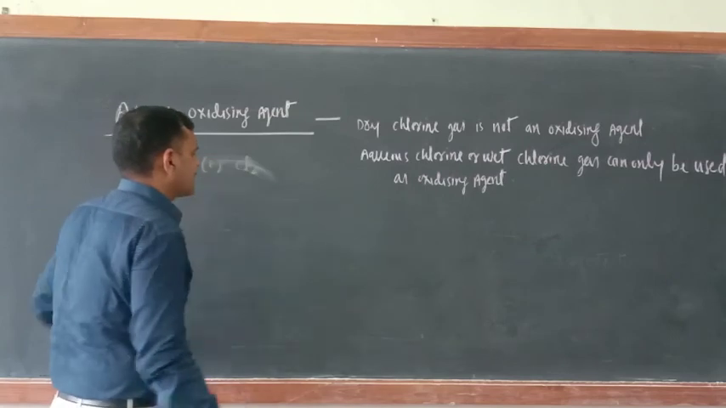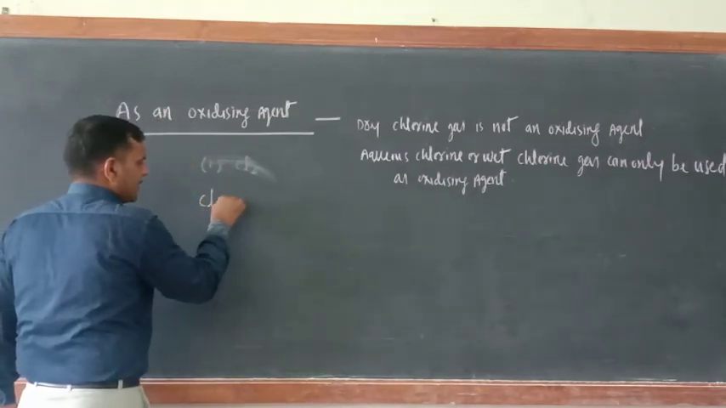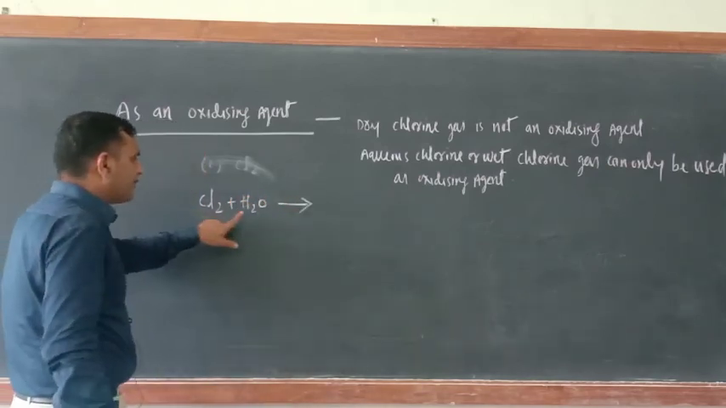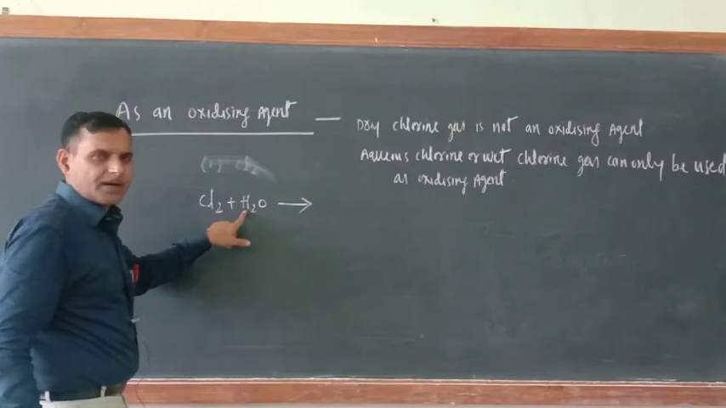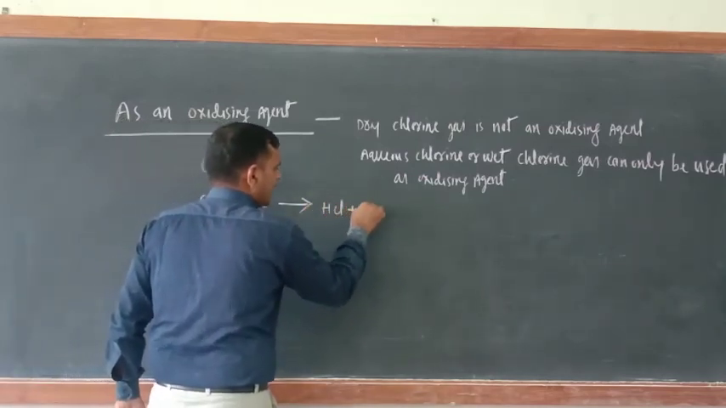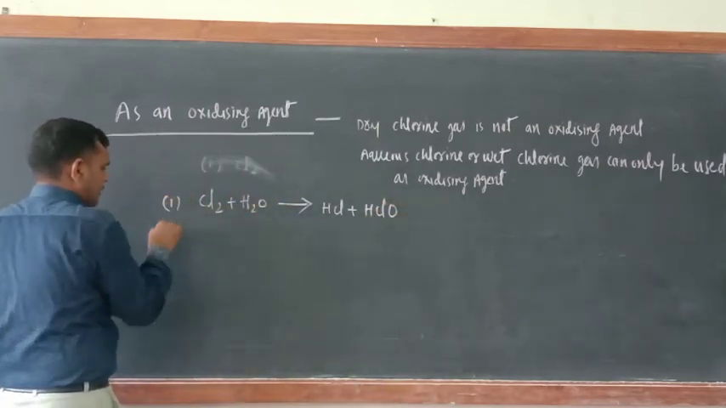The question arises how? Just see here, Cl2 plus H2O. The meaning of aqueous is the presence of water molecules. So here what is there? This is HCl plus HClO. Okay, this is the first one.